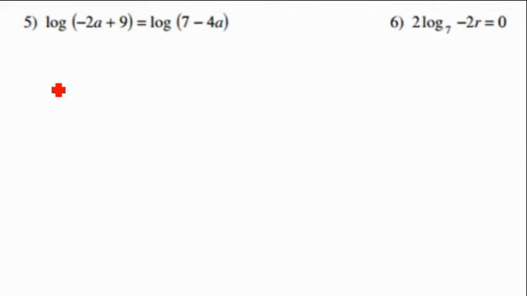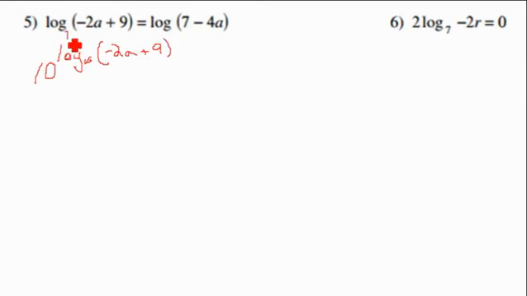logs are the inverse of exponential functions, and vice versa. So really what we're doing to both sides of the equation is we're raising it. This is log. If there's no base number there, it's assumed to be log base 10. So really what we're doing is 10 to the log base 10 of negative 2a plus 9. And again, if you just see log, it's assumed to be log base 10.